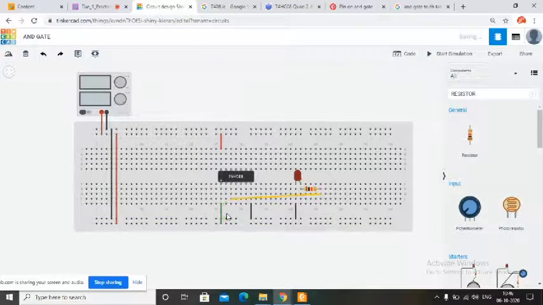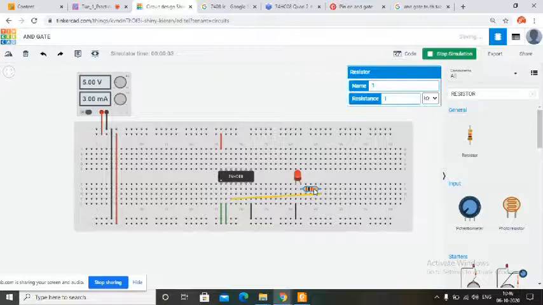Delete this wire and then rejoin it to this point. Now you can see the LED is glowing. When you simulate it, it becomes red, it will glow. So at 1 1 it is giving me output, right?